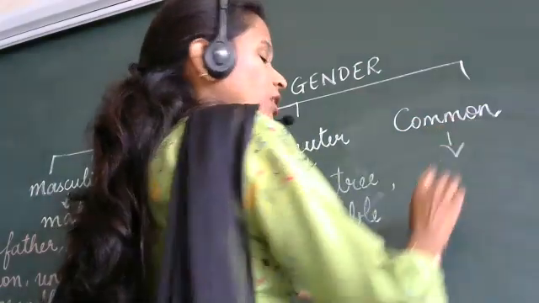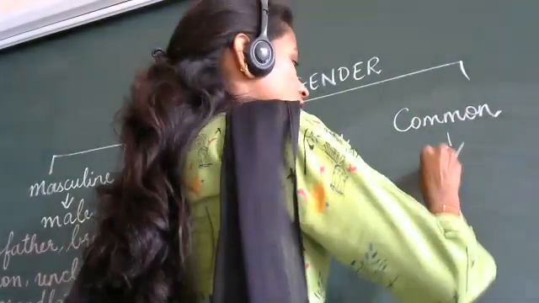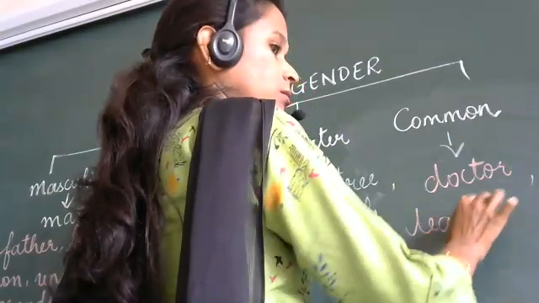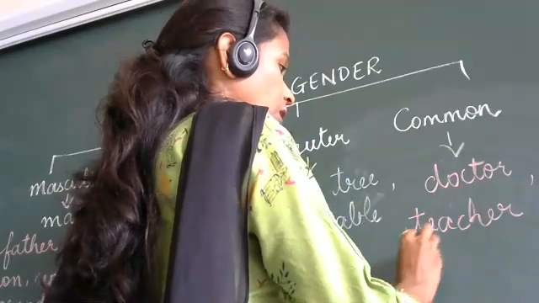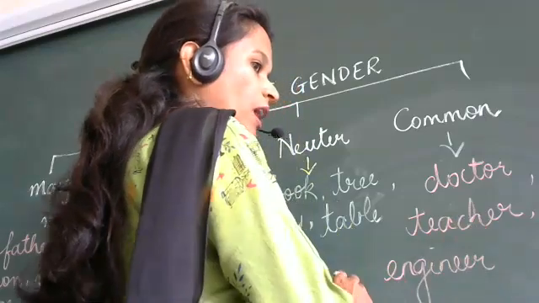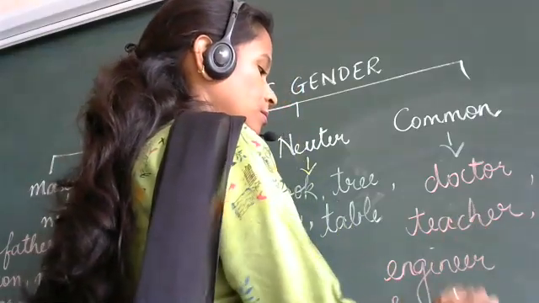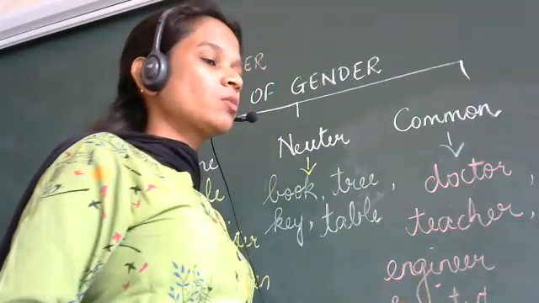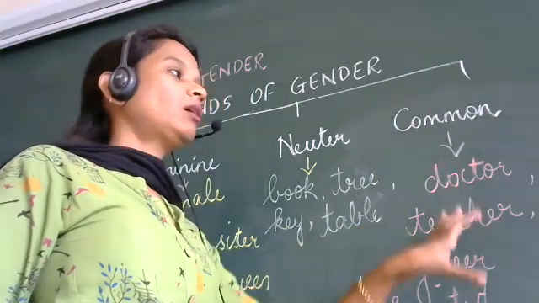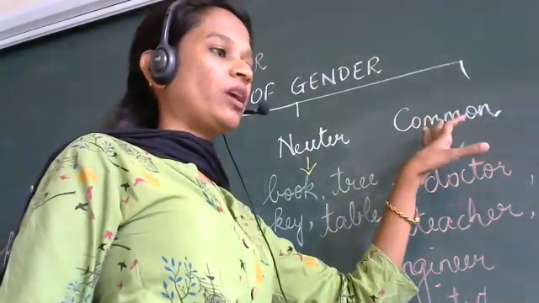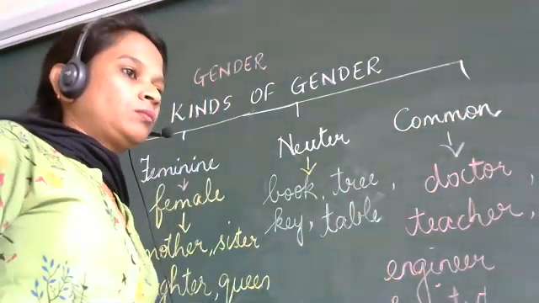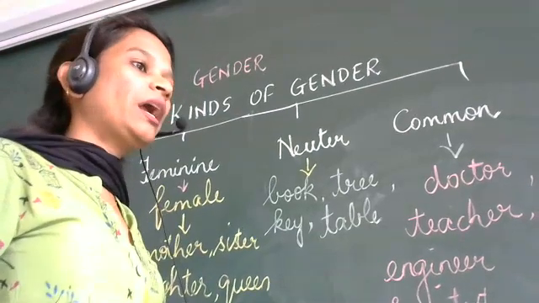So in common gender we have doctor, teacher, then you have engineer, then you also have scientist. Okay, so common gender is what? Wherein you can have a male and a female together. They come under this common gender. Clear, children? This is clear? Any doubts?